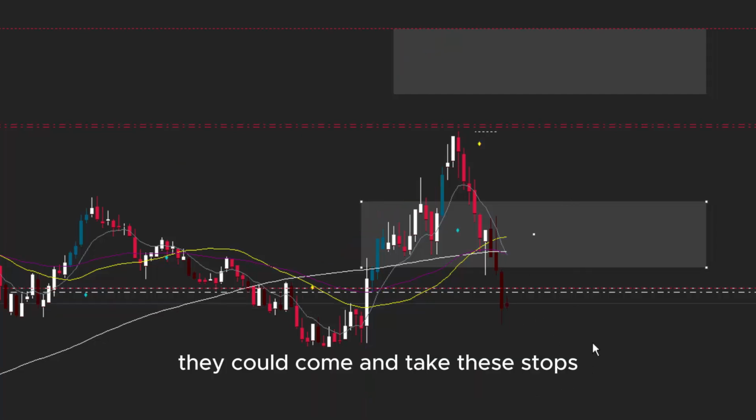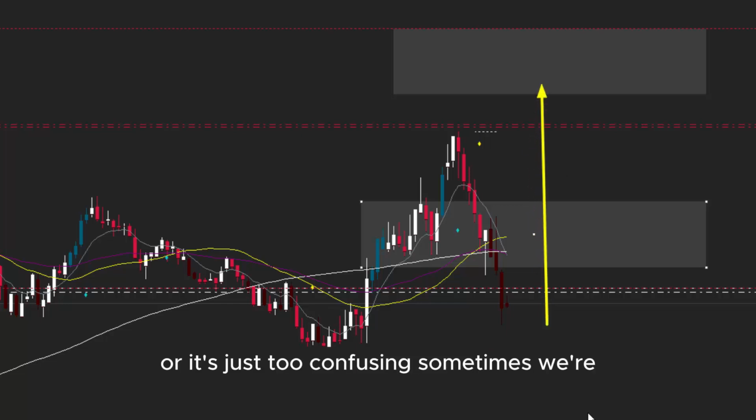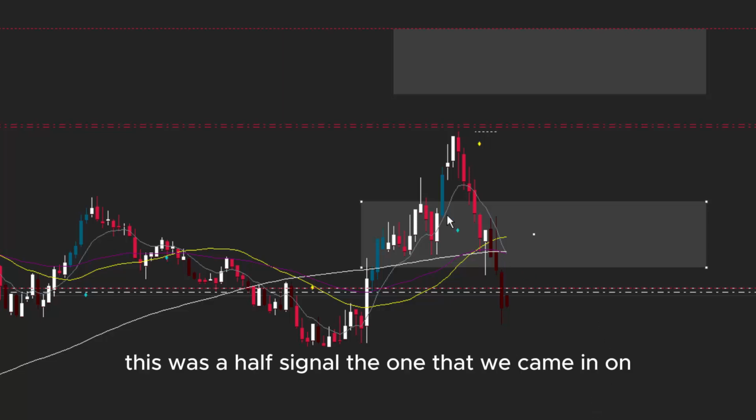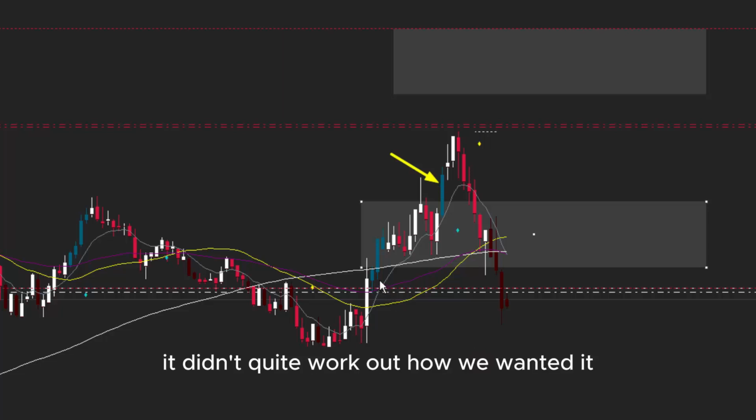They could come and take these stops, and then switch immediately and come back up. Or it's just too confusing sometimes. So that's why I only deal with signals. If I get a signal, I get a signal. This was a half signal. The one that we came in on, this one here, was a half signal. We came in on a half signal. It didn't quite work out how we wanted it. Well, it didn't work out at all.